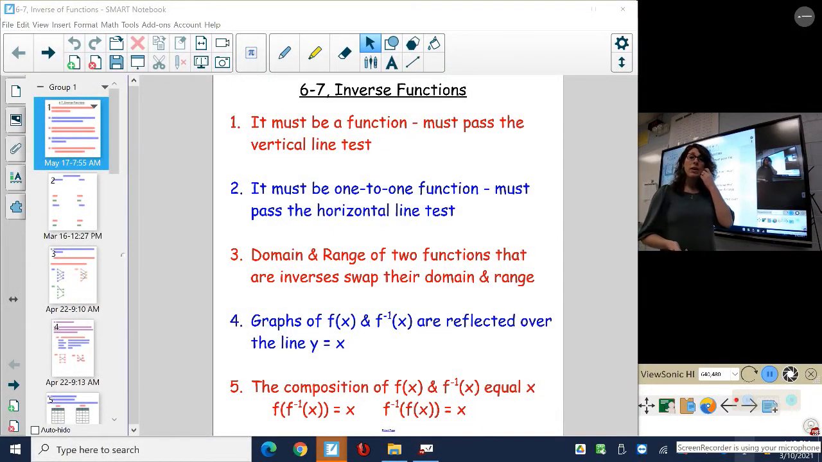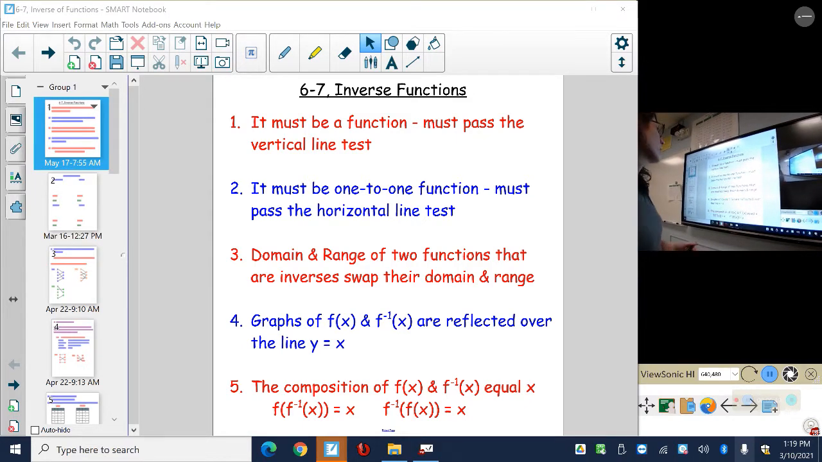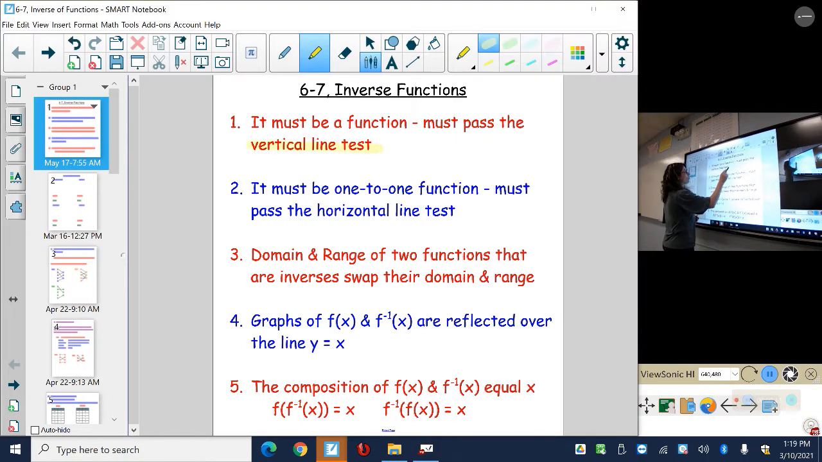Okay, today we're going to be talking about section 6-7, which is talking about functions and their inverses. So when do you have an inverse? You have an inverse when you have a function. A function exists if it passes the vertical line test.